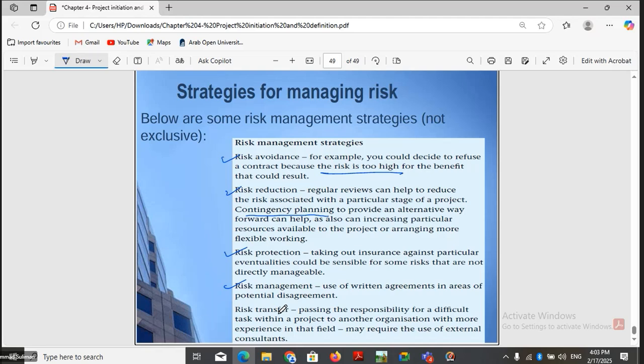Then we can do risk management, with the use of written agreements in the areas of potential disagreements. We also do risk transfer. That is, for any activities that you find there is some risk, you can outsource this activity to another organization. You just give them to other people to work on these activities to avoid the risk. That is called risk transfer. Okay. So this is all what you have here for you in this project initiation and definition, chapter number 4.